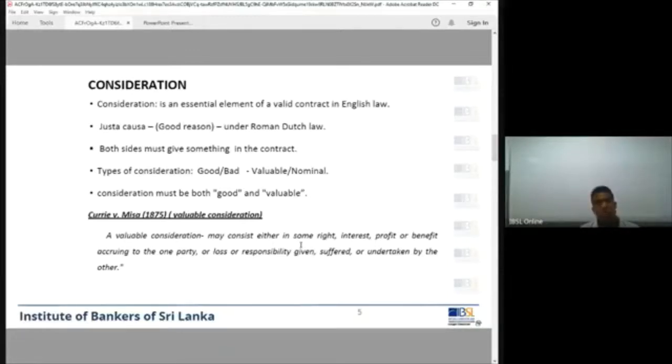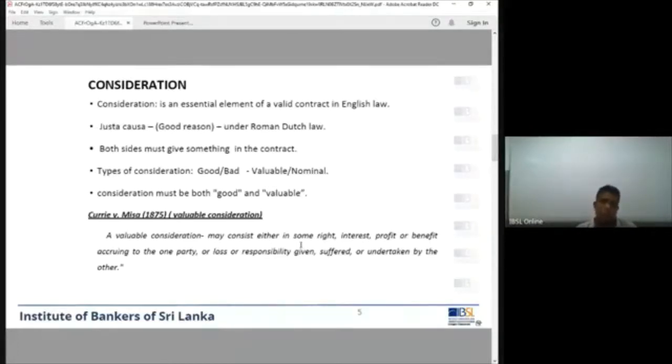Now, what is the difference between consideration and a good reason or justa causa? We'll take two examples. First, sale of goods. You go to a shop and you buy something. That is an agreement between the seller and the buyer.